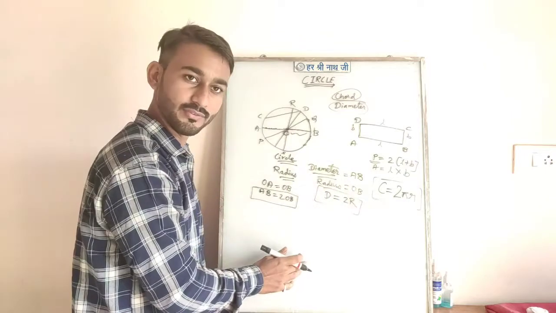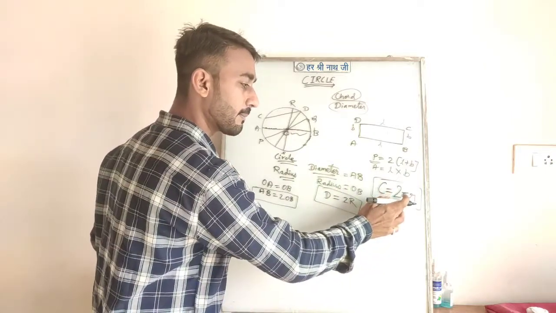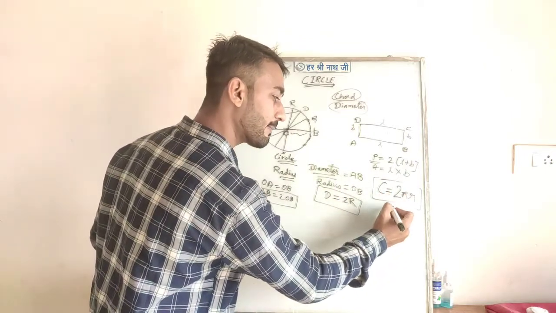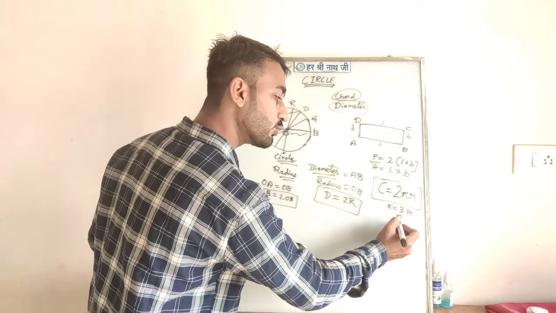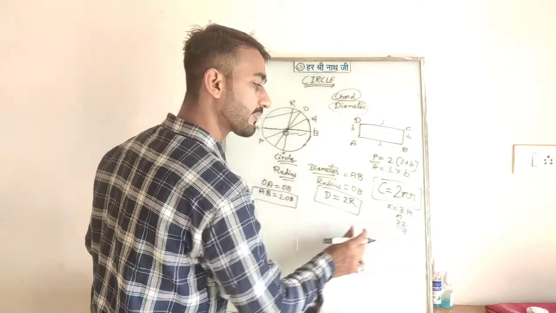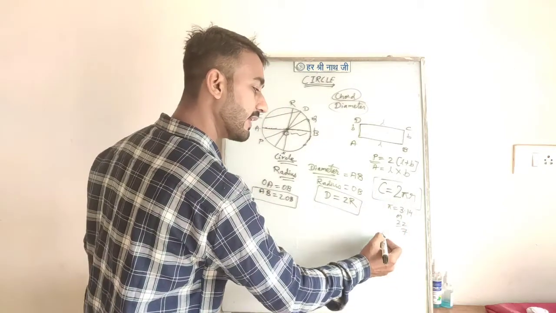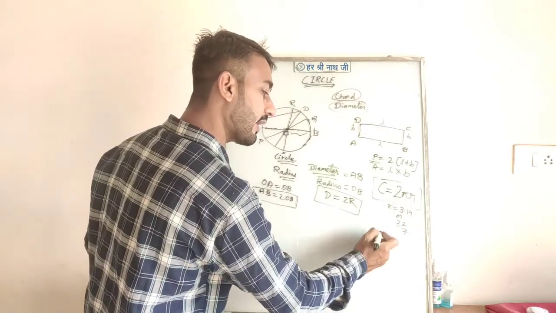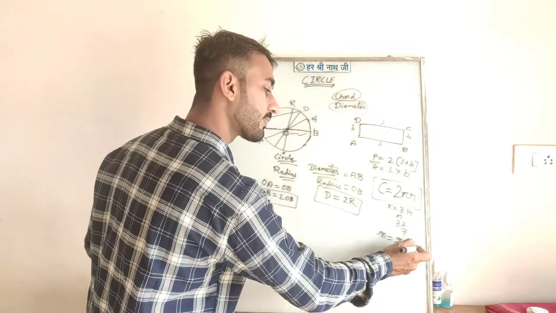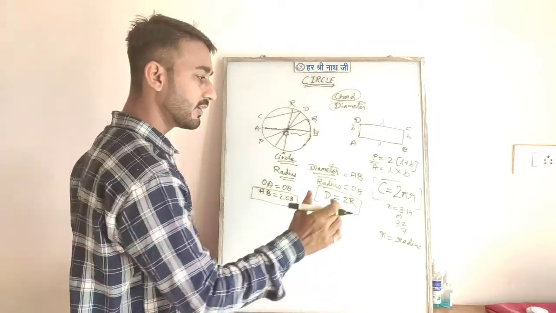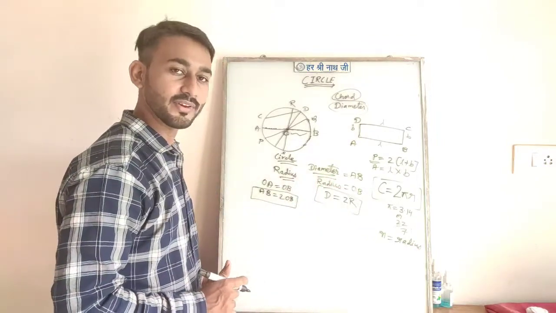Okay, what is it now? C stands for circumference of the circle. The value of pi is either 3.14, which is fixed, or 22/7 depending on our questions. And r here is the radius. Okay, so we got the formula for circumference.